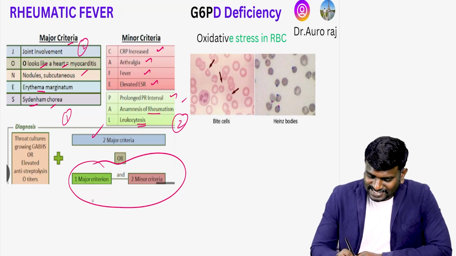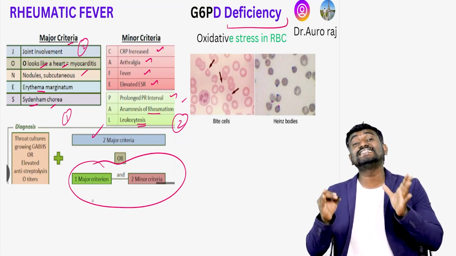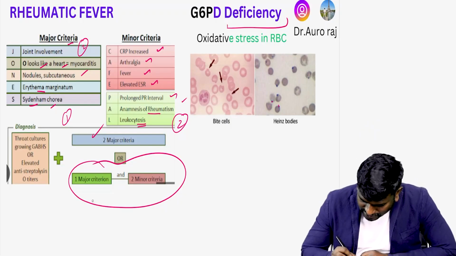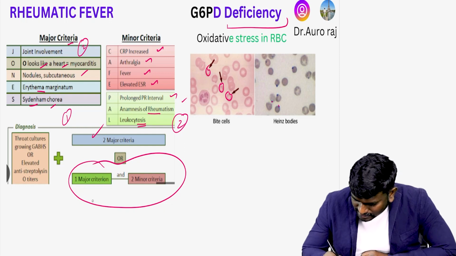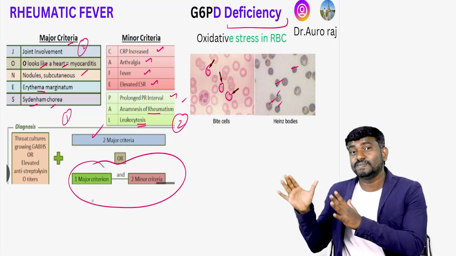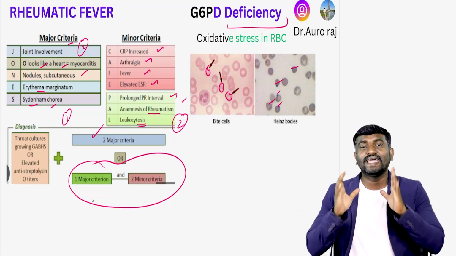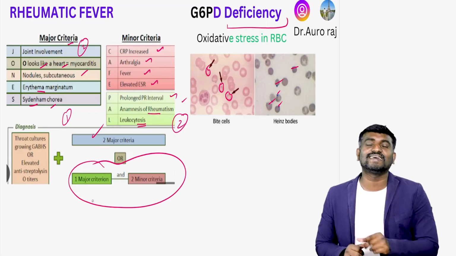Good. Now, G6PD deficiency will lead to oxidative stress in the RBC, leading to these cells called what? Bite cells. And these ones over here, these are called what? Heinz bodies. Let's see why. G6PD deficiency, bite cells and Heinz bodies.